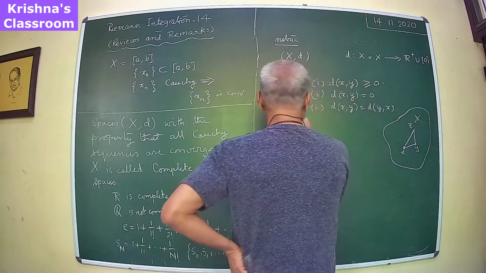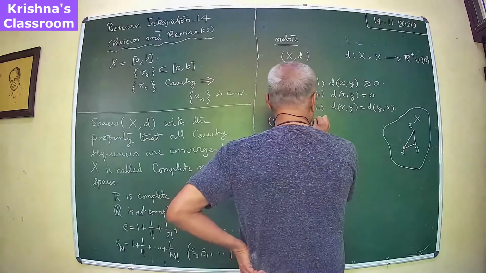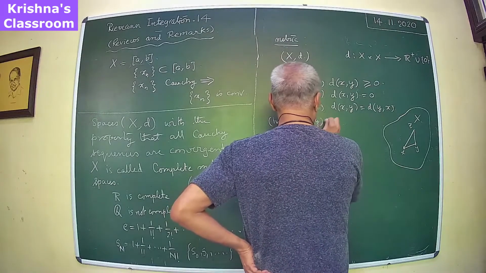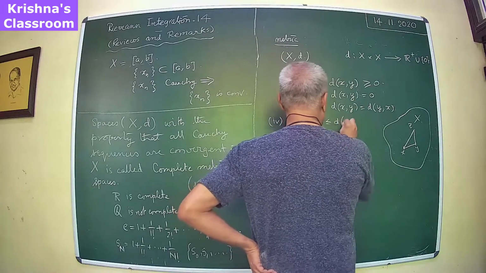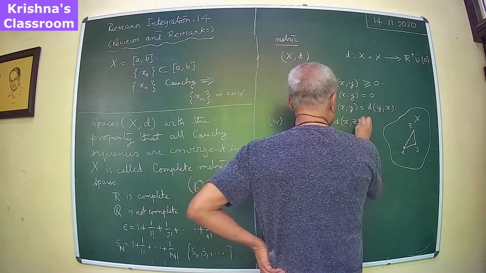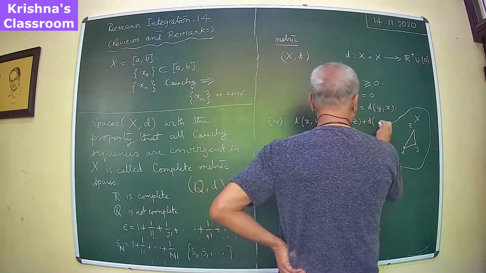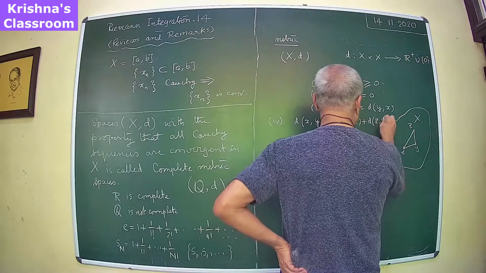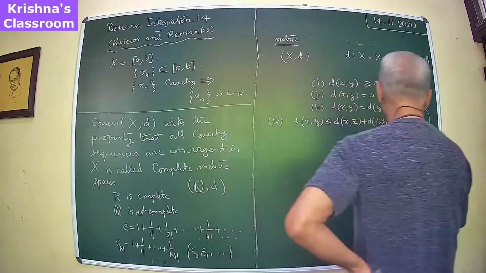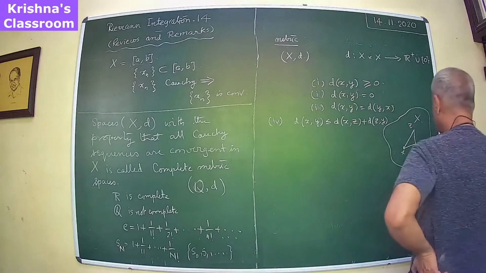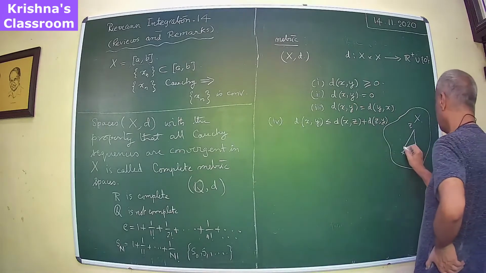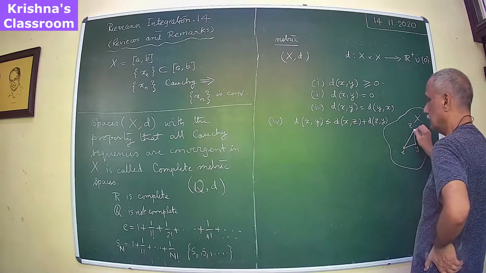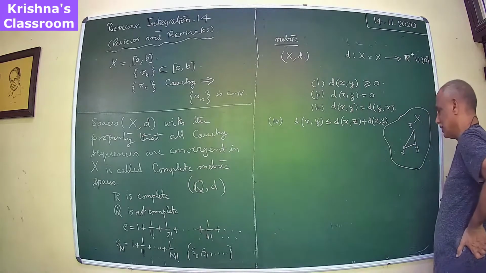Okay, that is, the distance from x to y is less than or equal to the distance from x to z plus the distance from z to y. It is expressed by saying that you have to travel more distance if you want to go from x to y via z. Okay, where z is.